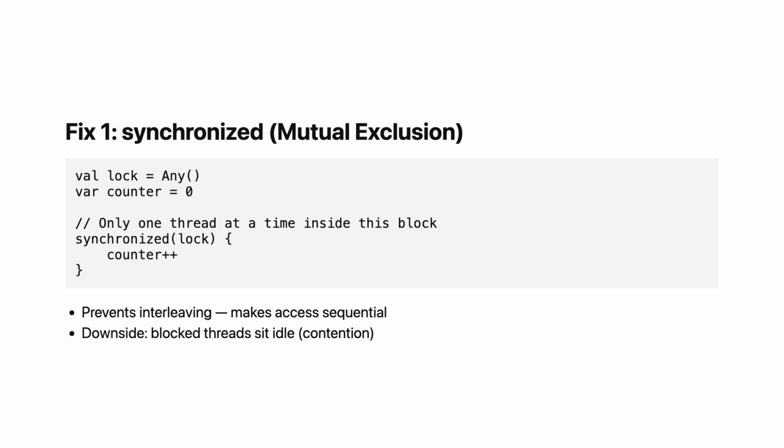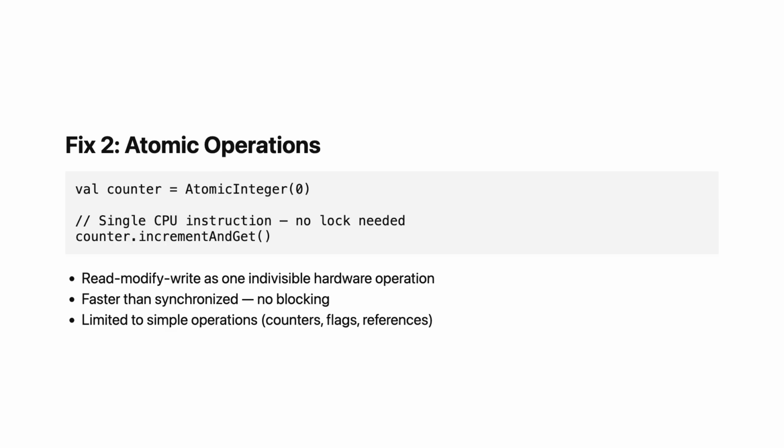The first classic solution is mutual exclusion, often called a mutex. In Kotlin on the JVM, you use the synchronized keyword. Synchronized creates a lock around the block of code. Only one thread at a time can be inside a synchronized block that uses the same lock object. If thread A is inside the block, thread B has to wait until thread A finishes and releases the lock. This turns our interleaving problem into a sequential one. Thread A reads, modifies, writes, releases the lock. Then thread B reads, modifies, writes. No interleaving possible. The downside is performance.